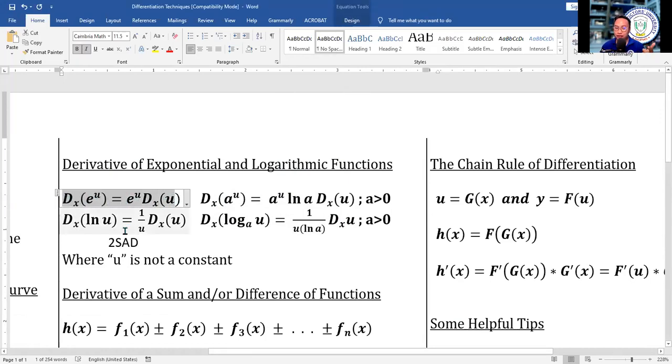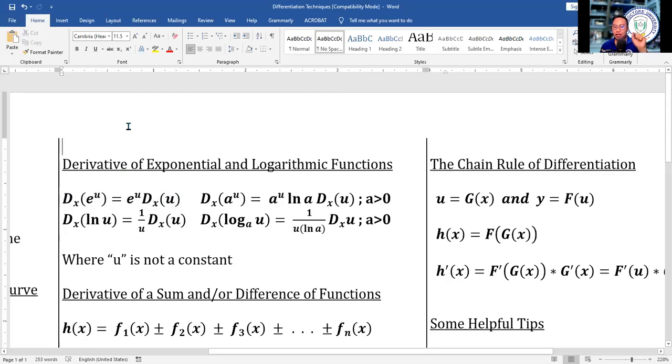Guys, you might be confused. Sir, what's with the u? Guys, the formulas that we have in this bond paper, u here doesn't represent a constant number. U here represents expressions. When we say expressions, it's anything that is not constant, anything that has a variable. Anything that is a function at the same time. Anything that has x, y, z, any variable that you can think of.